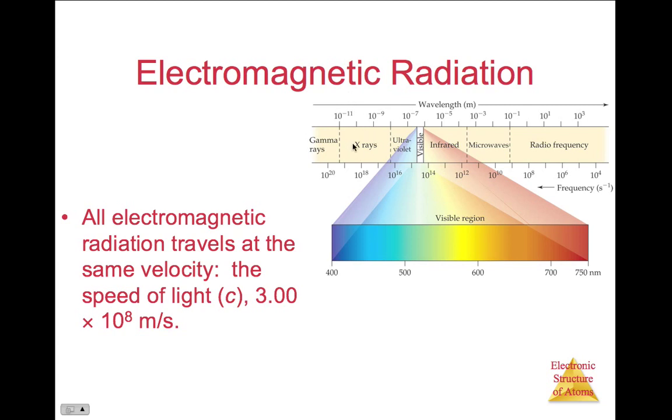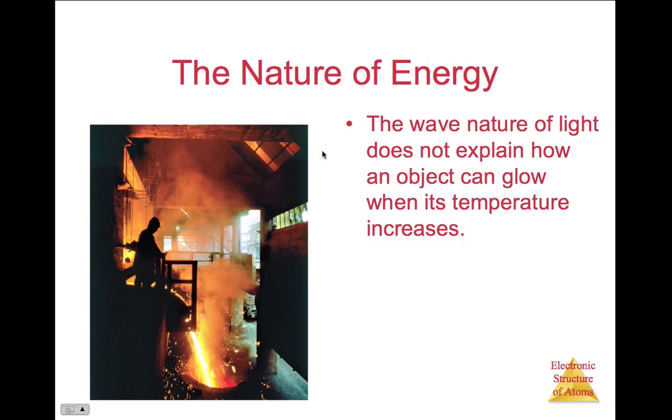All these may seem very different from one another, but they all share certain fundamental characteristics. One is that they all travel in the form of waves. Two is that they all travel at what's called the speed of light, symbolized by the letter C, which is 3 × 10⁸ meters per second. And therefore we can say that C, the speed of light, is equal to the wavelength times the frequency for any type of electromagnetic radiation, whether it be radio waves, infrared waves, ultraviolet rays, gamma rays. It doesn't matter. They all travel at that same speed.